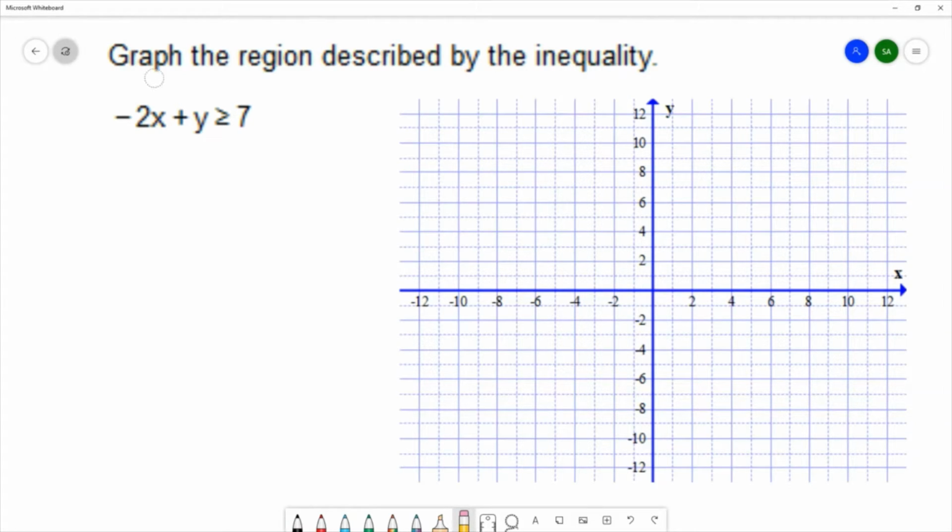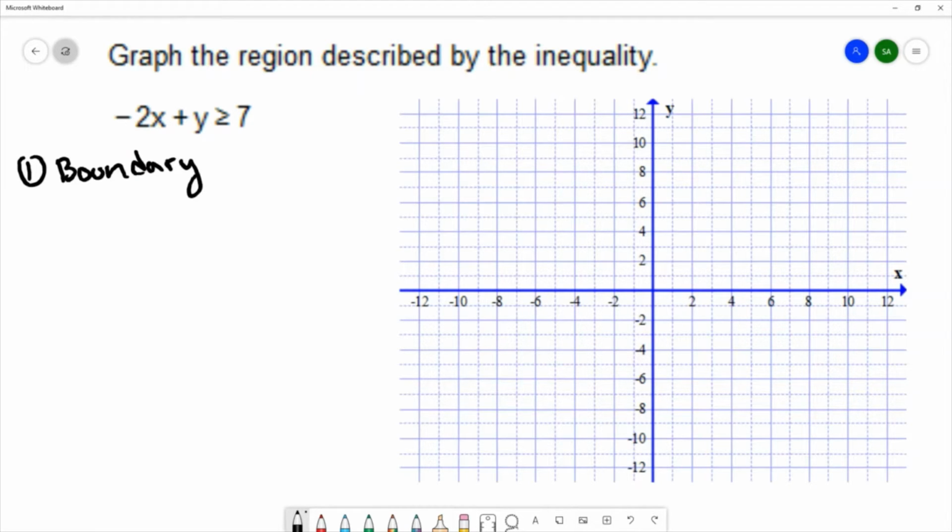For this question, we want to graph the region described by the inequality. We have this inequality, which is negative 2x plus y is greater than or equal to 7. When we're graphing an inequality in two variables, we're going to do it in two parts, graphing the boundary first. So we'll start with the boundary.